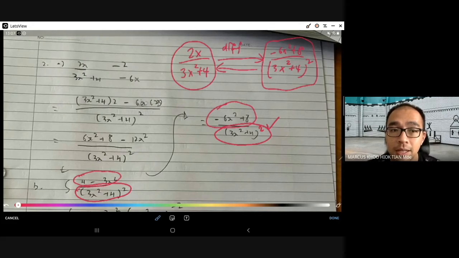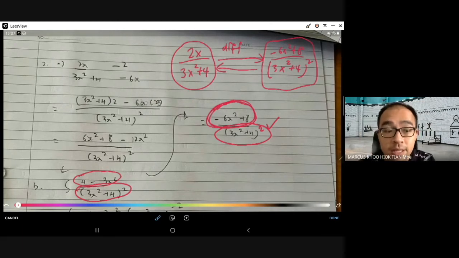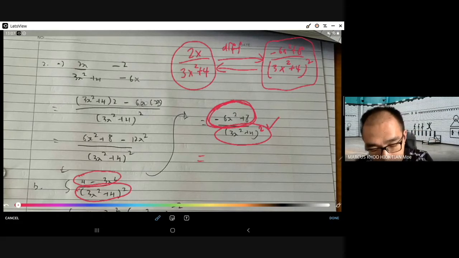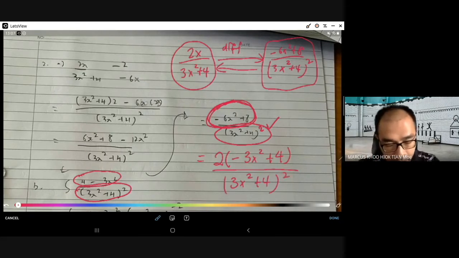But do you see that this top here, negative 6x squared plus 8, we can actually factorize something out. We can factorize the number 2. So we will get 2 times negative 3x squared plus 4 over 3x squared plus 4, the whole thing squared. And doesn't it look almost like this? It looks almost like that, right?